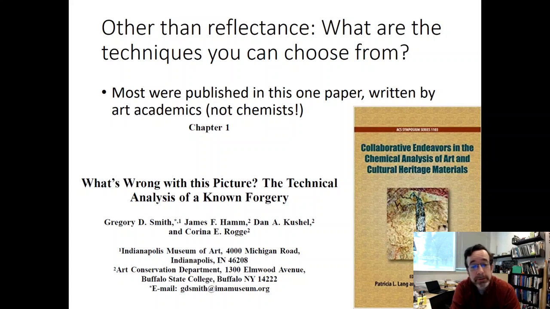This one is interesting because it has a very clear question and hypothesis. What's wrong with this picture? The technical analysis of a known forgery. Now, one of the things I can see is that you can look at the addresses of the authors. They're from a museum of art. These are art conservators. They're academics who study art first, and the chemistry is used as a tool.